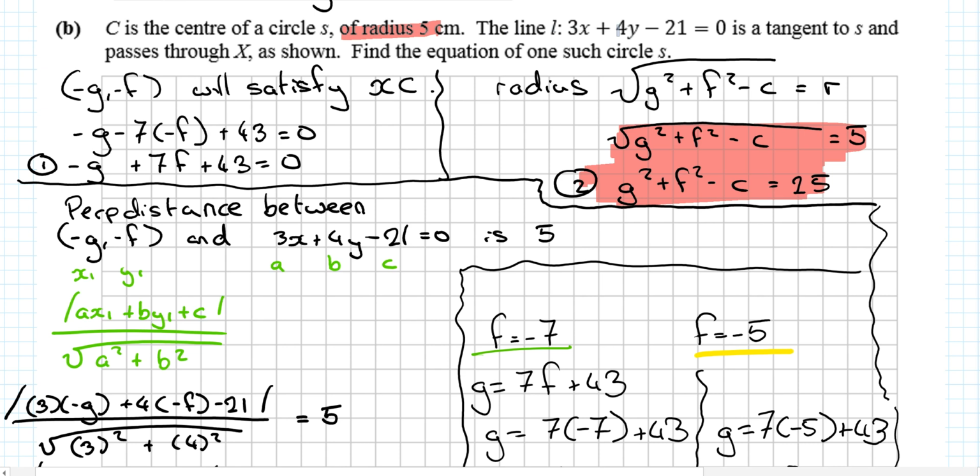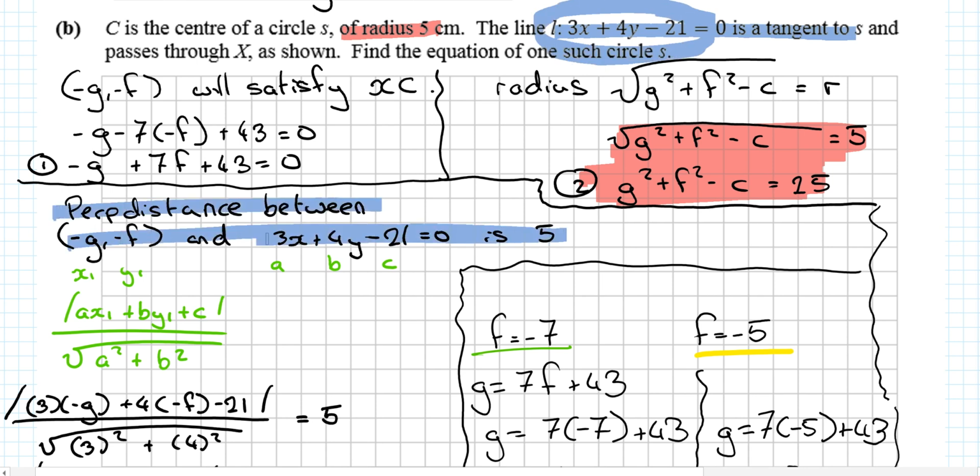The line 3x plus 4y minus 21 is tangent to S. So the perpendicular distance between this line and the center is the radius. As it's a tangent, the distance between the center, minus g, minus f, and the tangent must be equal to the radius. The perpendicular distance between the center and the tangent must be equal to the radius.